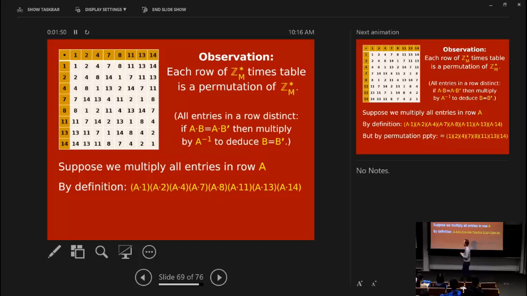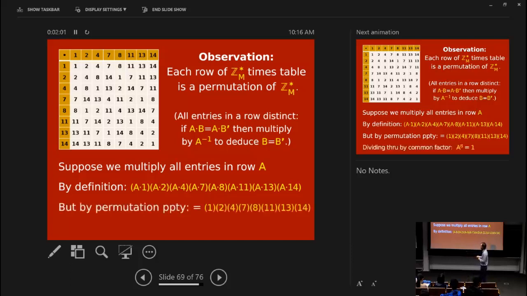7 times 14 is 96. Yeah. No, sorry, 98. Good. By definition, it's this, right? That's just what it is. But on the other hand, we also know that whatever these entries are in the seventh row, it's the same as all the basic numbers. So it's just 1 times 2 times 4 times 7, for example, just in the first row. So these two numbers are equal.